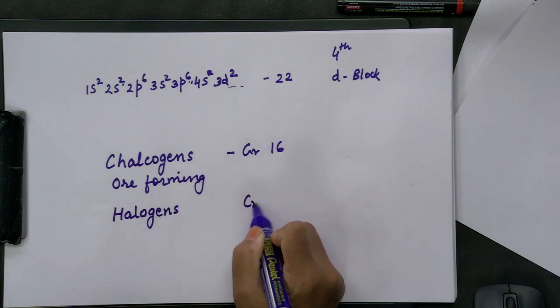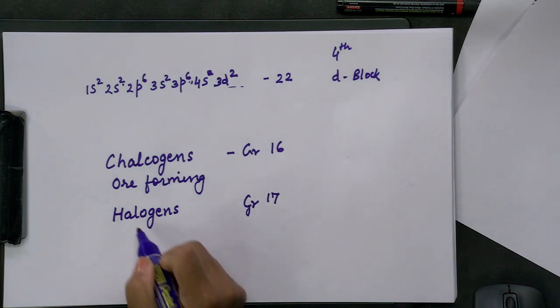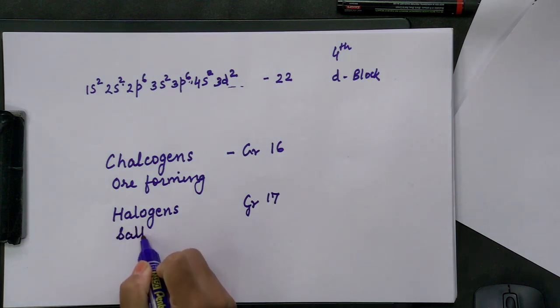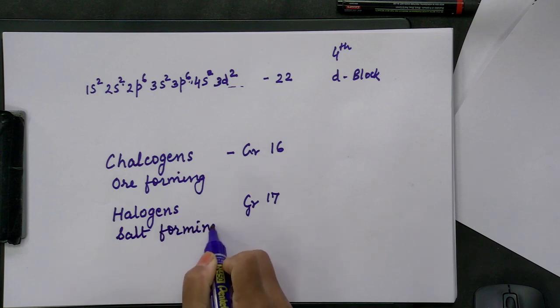Halogens, they are group 17 elements. Halogens means salt forming, they form salt. Salt forming elements are called halogens.